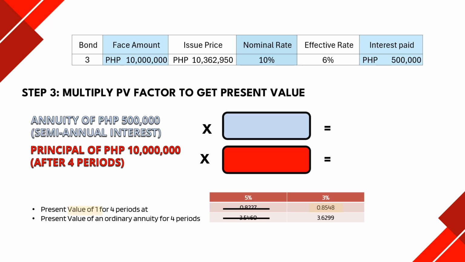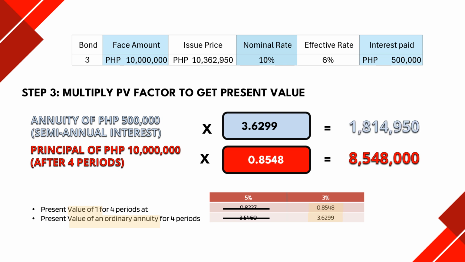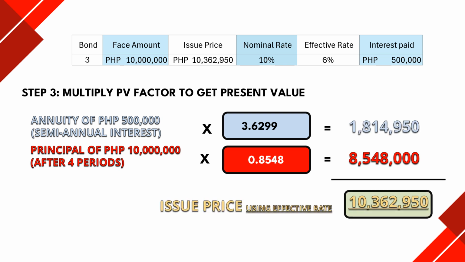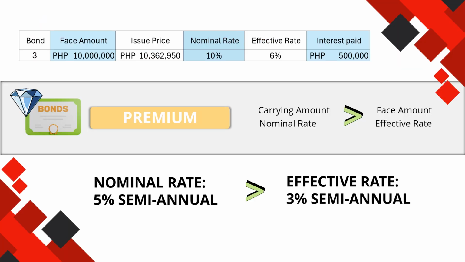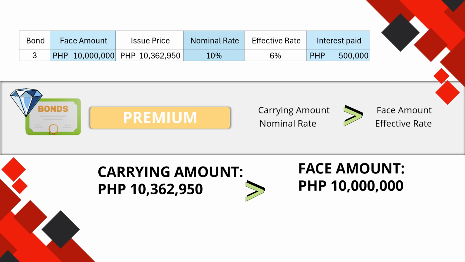So 10 million times 0.8548, you will get 8,548,000. And then the other one is times 3.6229, will give you 1.8 million. So now your issue price is 10,362,000, which is higher. So again, this is a bond issued at a premium. So dahil mas mataas yung semi-annual nominal rate than your effective or yield rate of 3%, you will now have a carrying amount that's higher than your face amount.